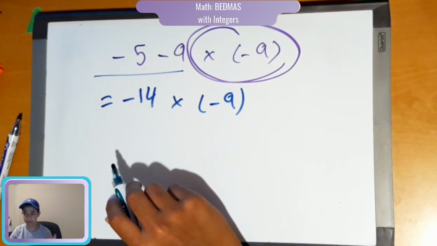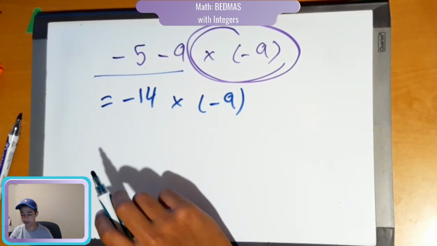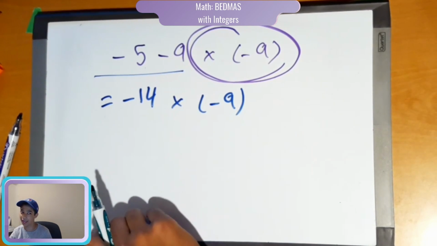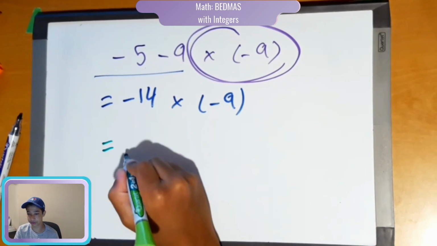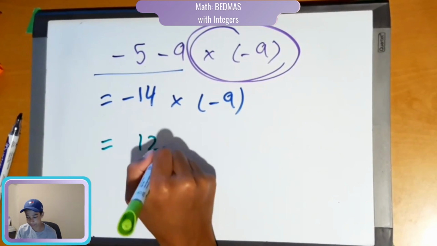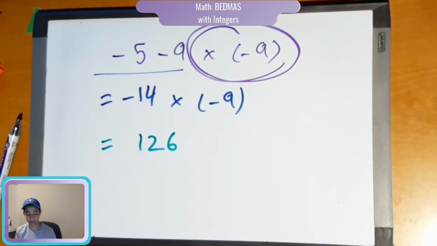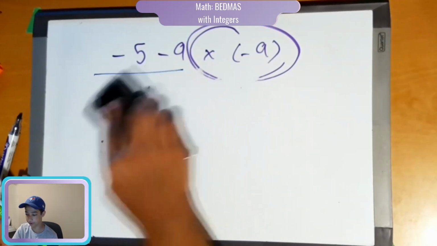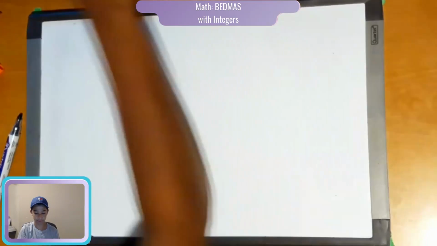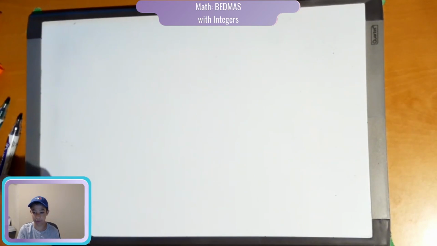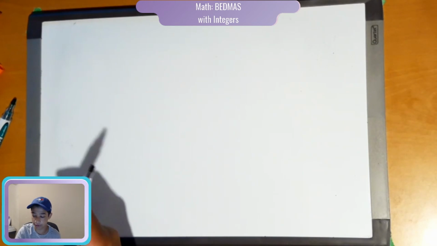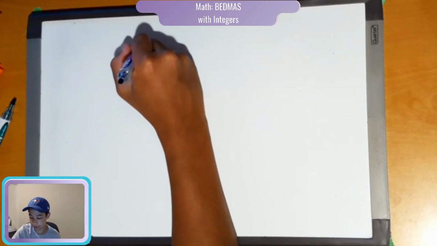So we have to do 14 times 9, which I do not know off the top of my head. I got that the answer is going to be 126, because both of these are negative. So I'll write 126 in the bottom here. But now let's solve it like we would if there weren't brackets there, and if we used the proper order of operations.